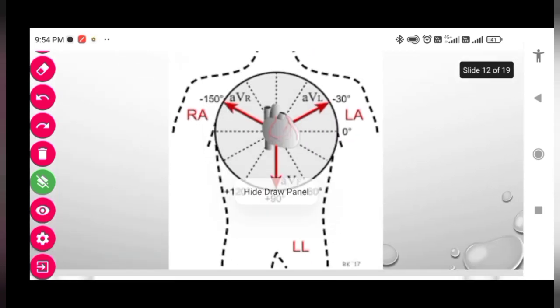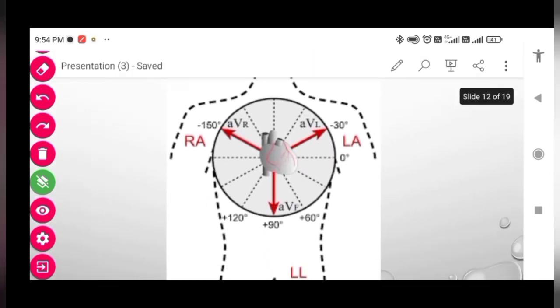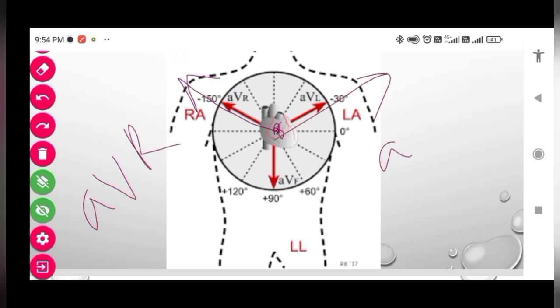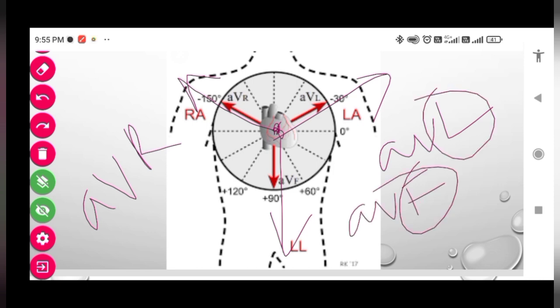Next, coming to augmented limb leads. So what do you mean by augmented limb leads? These also are unipolar leads which record the potential difference between the center point of the heart, which is taken as the 0 reference point, and the right arm is AVR, the left arm is AVL, and the left leg is AVF. So F is for foot, L is for left arm, R is for right arm.